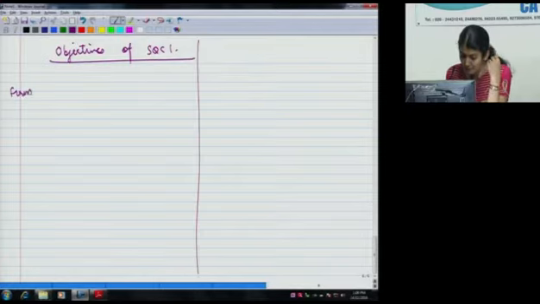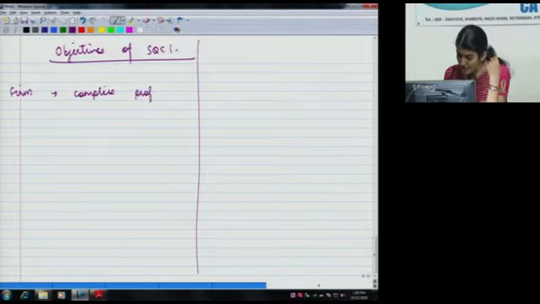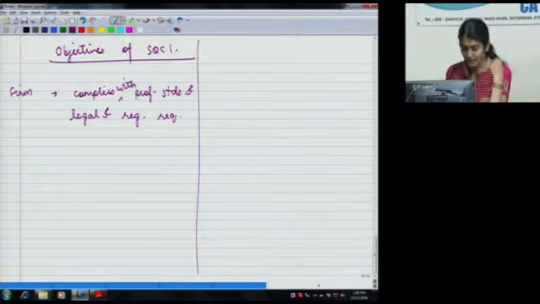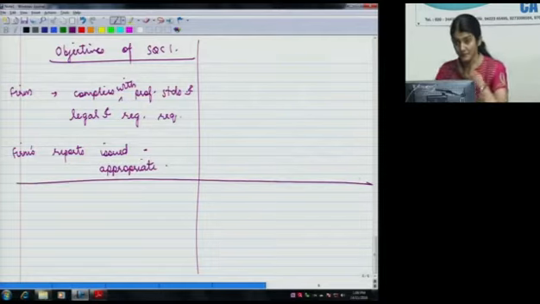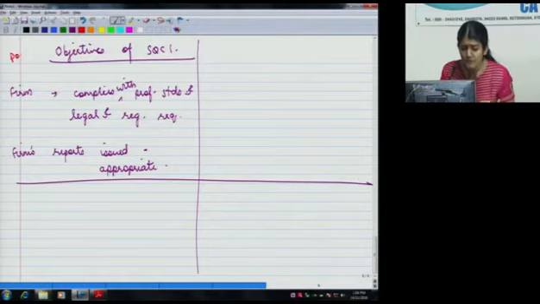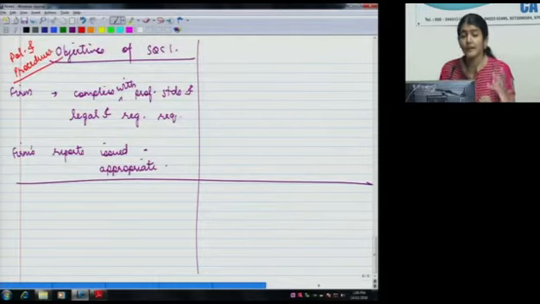That the firm performs and complies with the professional standards and the legal and regulatory requirements. And second, what? The firm's reports issued are appropriate in the circumstances. It says, why do you want so many policies and procedures of the firm, why this quality control and all that? So it says these are the two reasons.